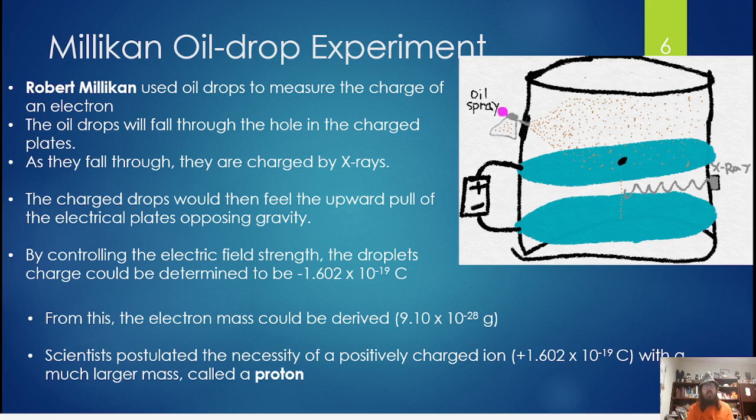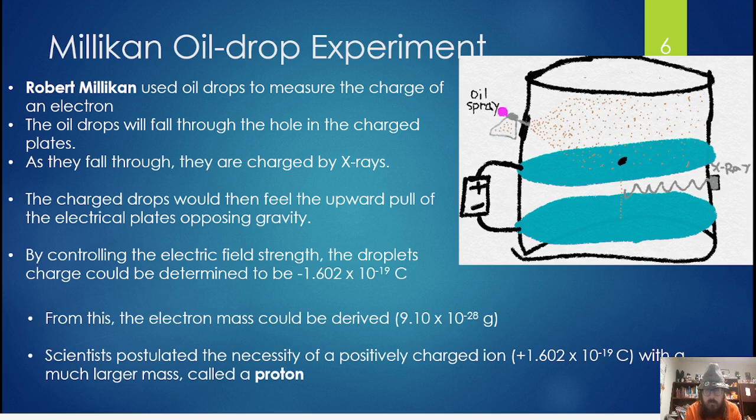Now, because our friend J.J. Thomson had already discovered the charge to mass ratio, we could then derive the mass of an electron, which is 9.10 times 10 to the negative 28th grams. Very, very small number.